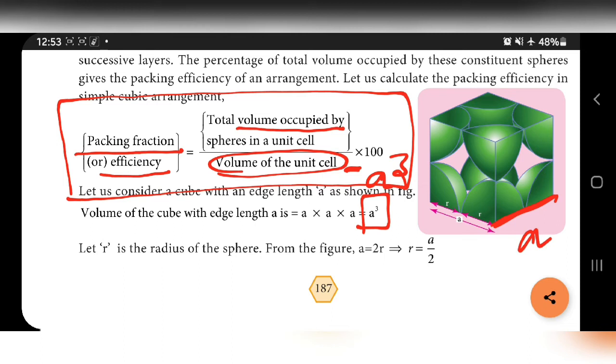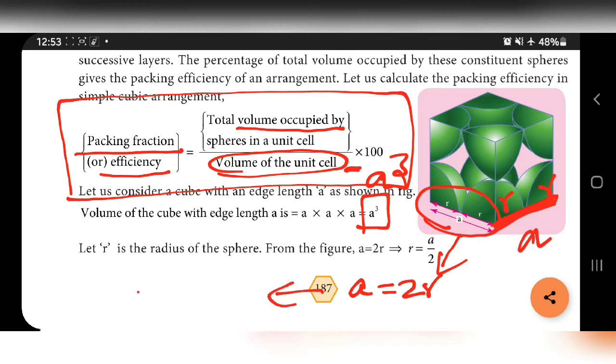From this point, note this place, a is equal to 2r. This length is equal to the radius of this atom plus the radius of this atom, totally 2r. So a is equal to 2r. From this we can get r is equal to a by 2.